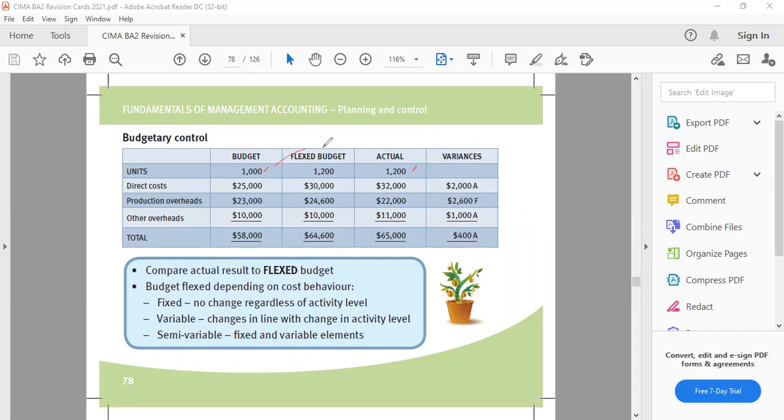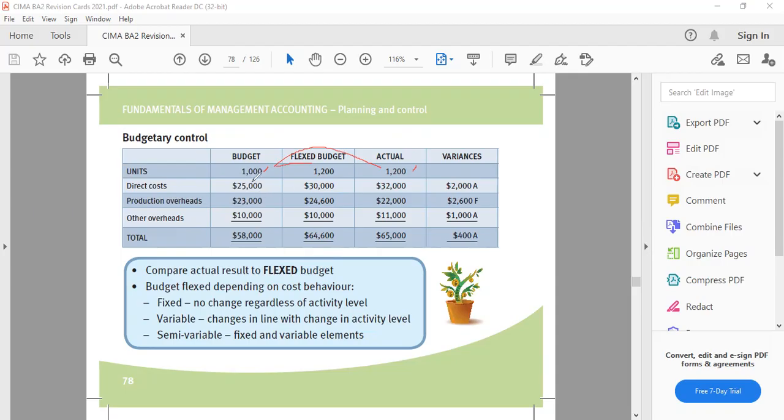These two things are not on par. 1,000 units activity level and 1,200 activity level are not on par. The actual is already implemented, that took place. So what is done is the budget is revised to a flexible budget, a revised budget. So a revised budget is also understood as a flexible budget. Now these 1,000 units, whatever is there, will be adjusted according to 1,200, and a new budget is prepared, which is called a flexible budget or flexed budget.